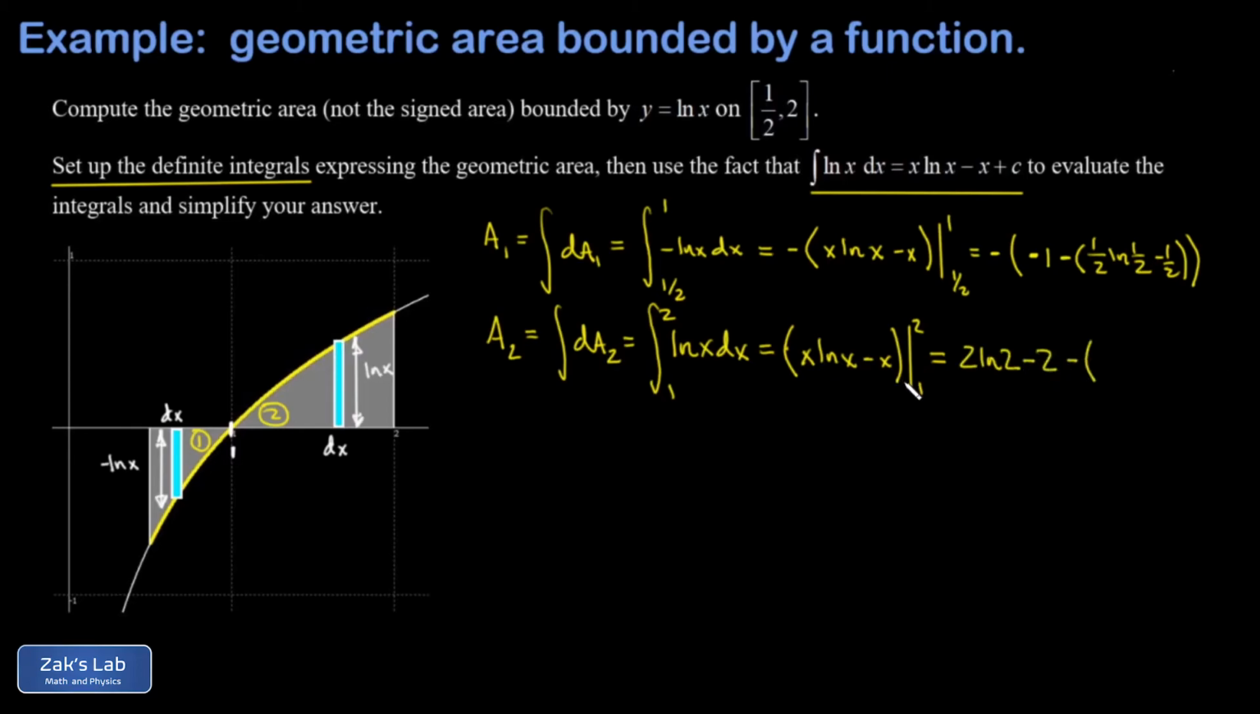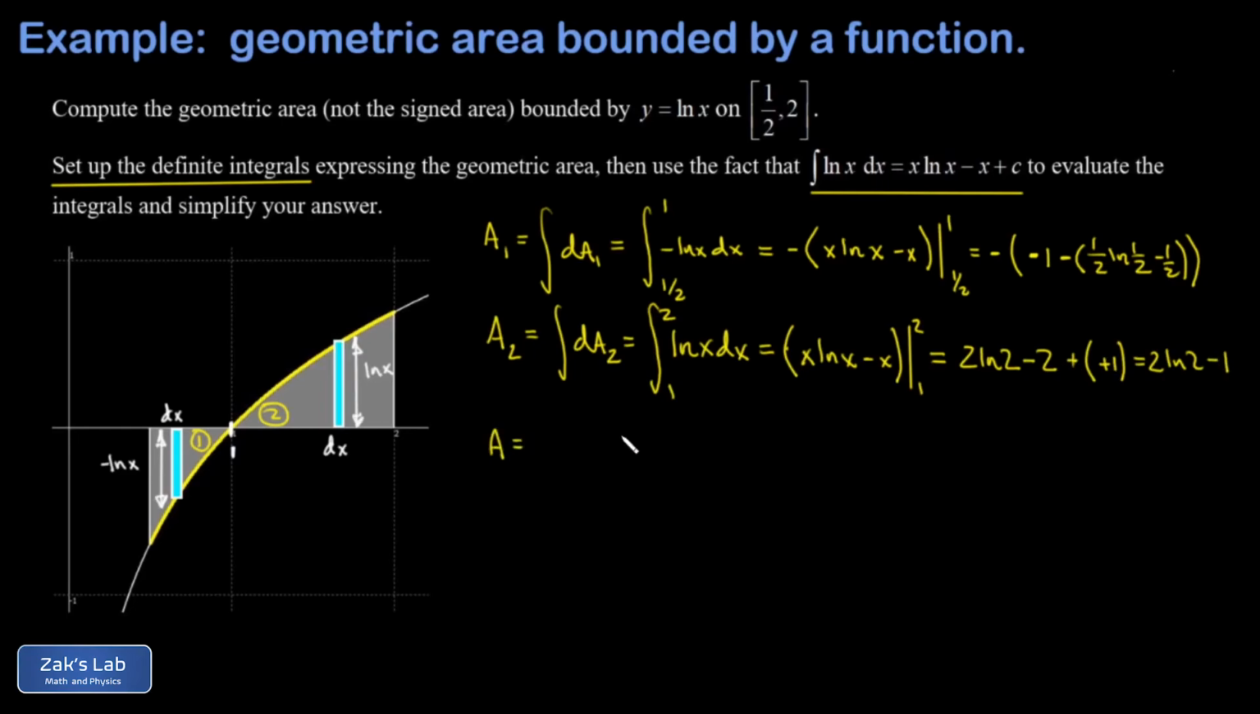Then when I plug in the lower limit, again, the natural log of 1 vanishes. So the only survivor here is when I sub in 1 for x and I get negative 1. So I have a minus negative 1 at the end there. And I have a little bit of space to clean that up. That's 2 natural log 2, and then I have a negative negative 1. So I get a negative 2 plus 1, or just a minus 1.